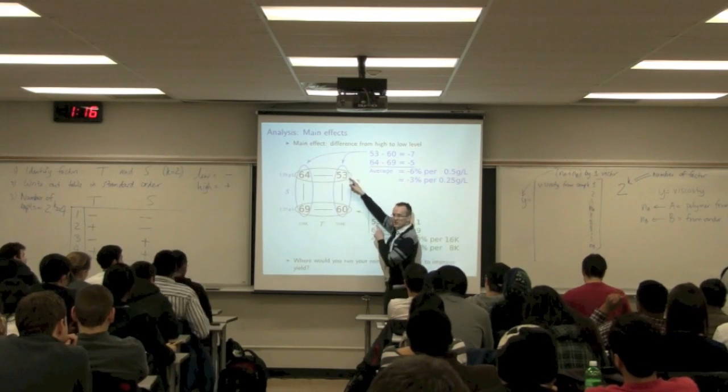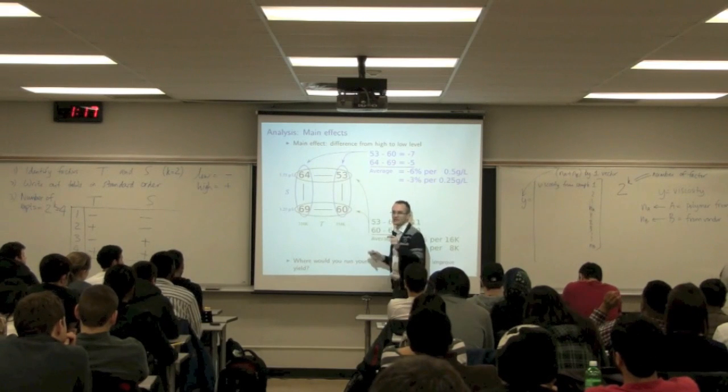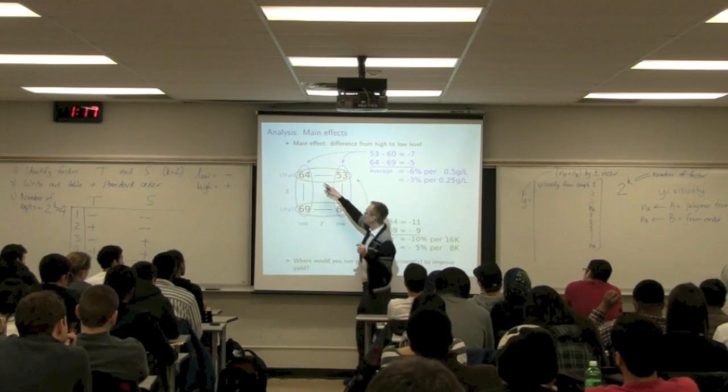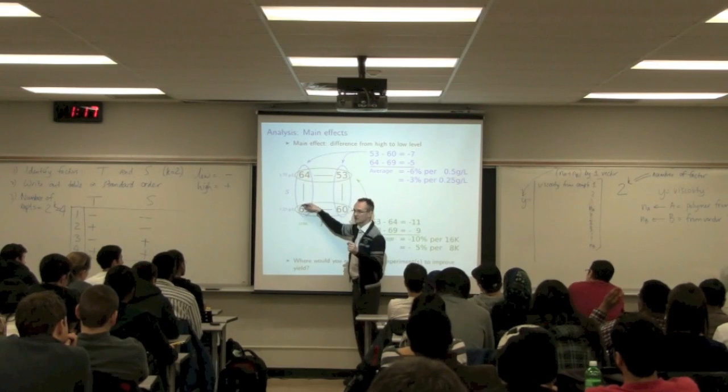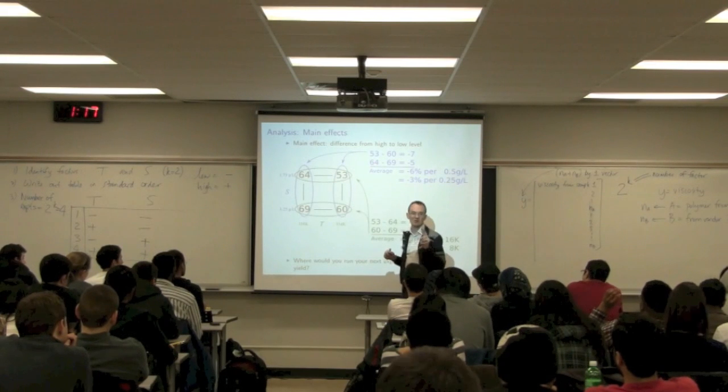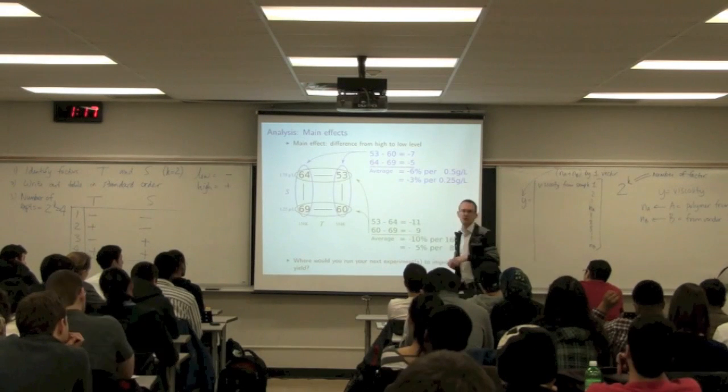But here's the advantage of the factorial design. If you did this experiment in high school, you would only get one estimate of that effect. We're going to get two estimates of it. And so immediately we're going to have lower error.